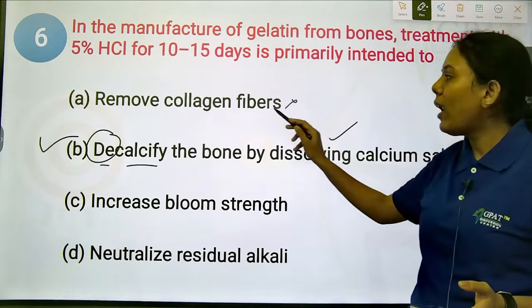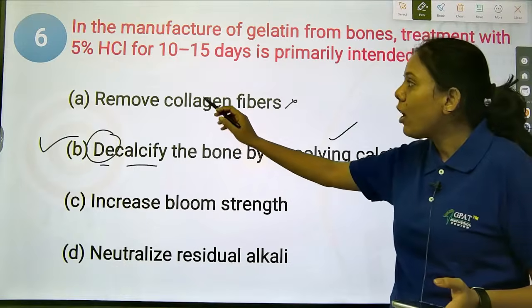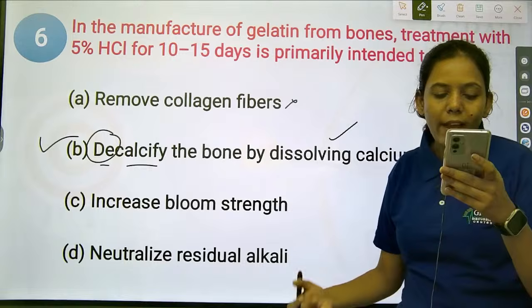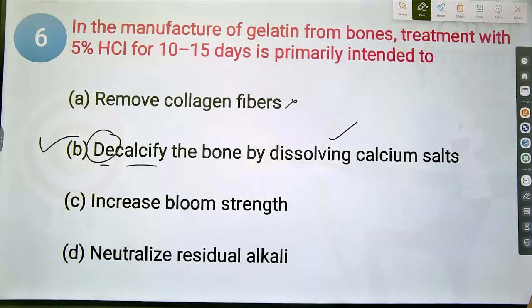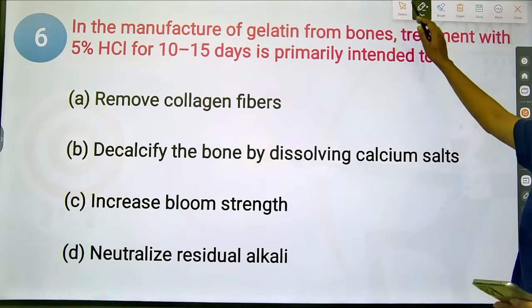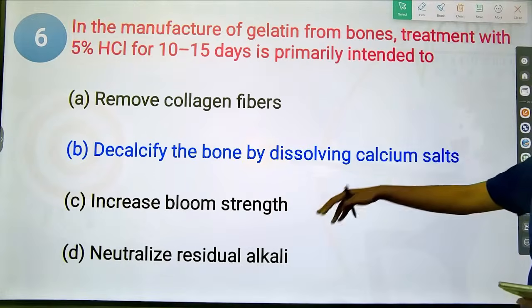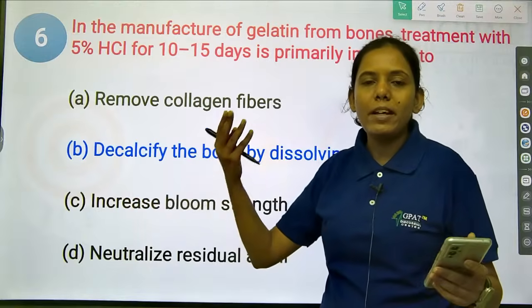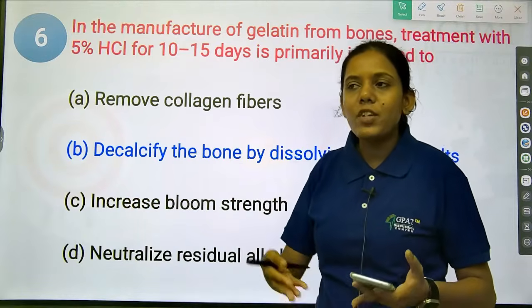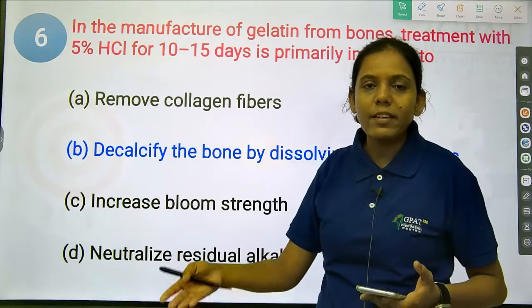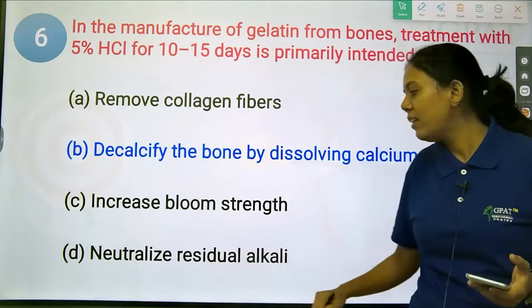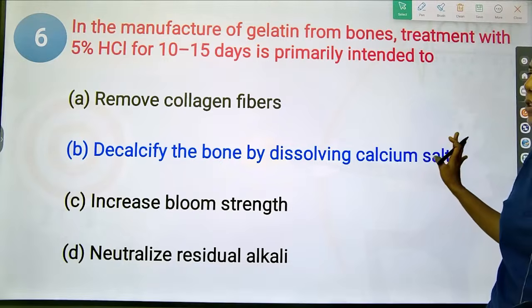No, it will not be collagen fibers. When they talk about the bones, it is majorly made up of calcium, right? So calcium salts is the right answer. Very good. B is the right answer. See, bloom strength and all, that comes afterwards, right? Bloom strength depends upon the molecular weight of the gelatin and the cross-linking present in them. I will discuss how it is calculated. So it is not about the bloom strength, and residual alkali is also not there.